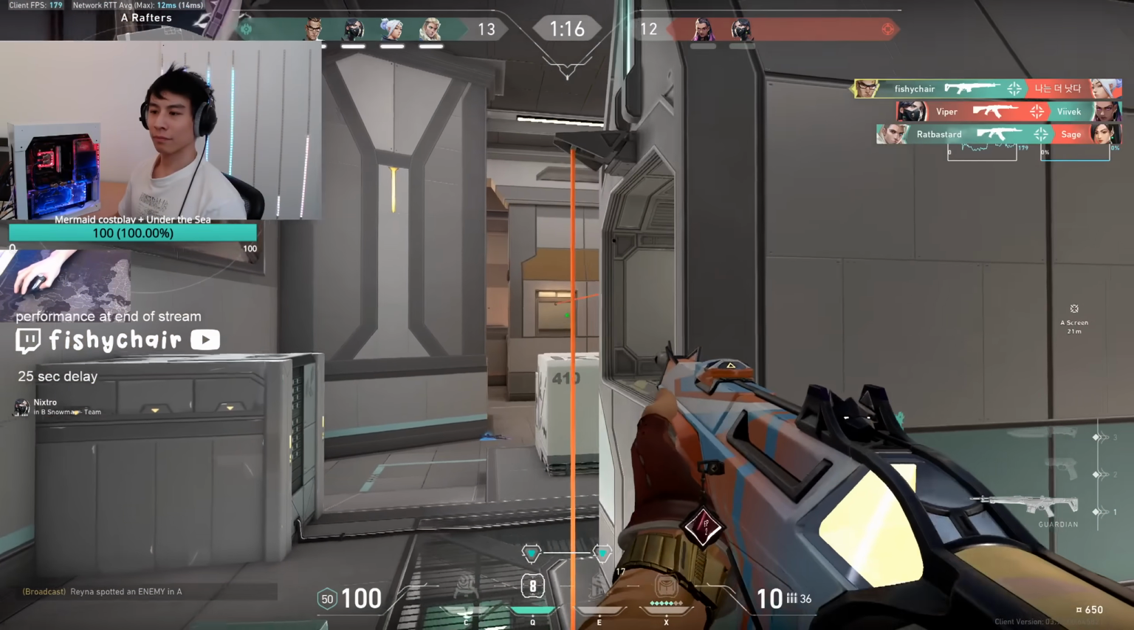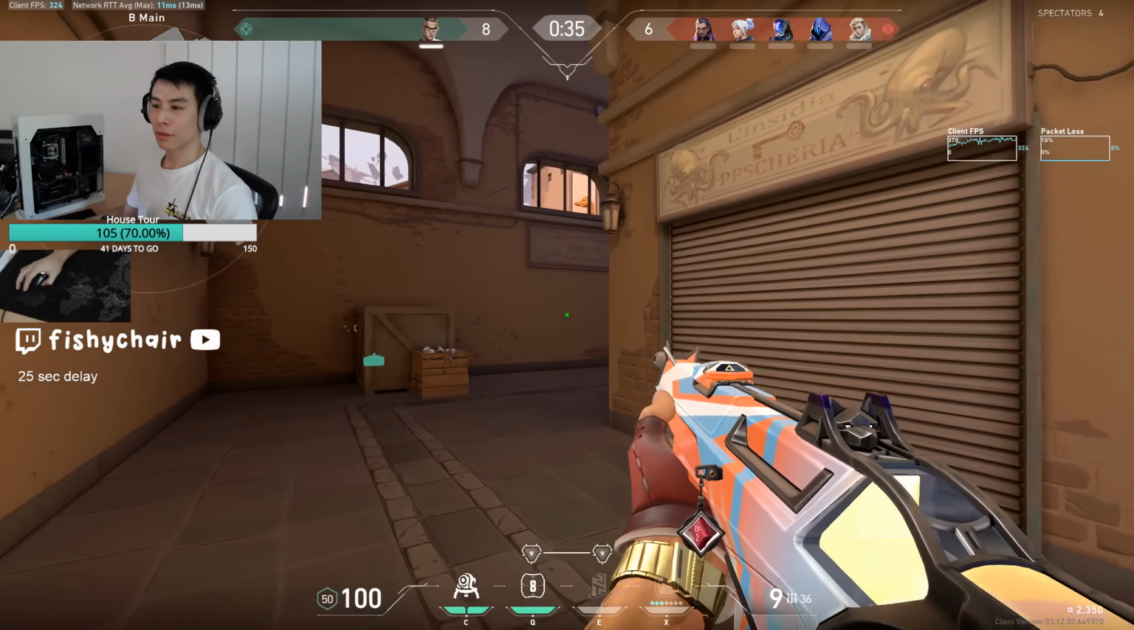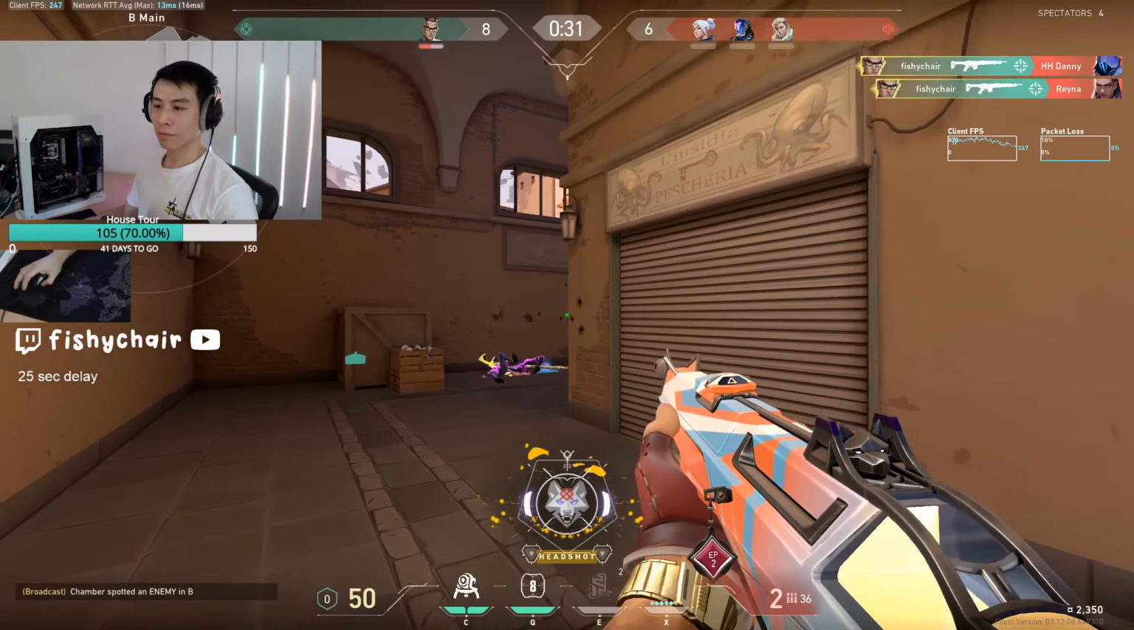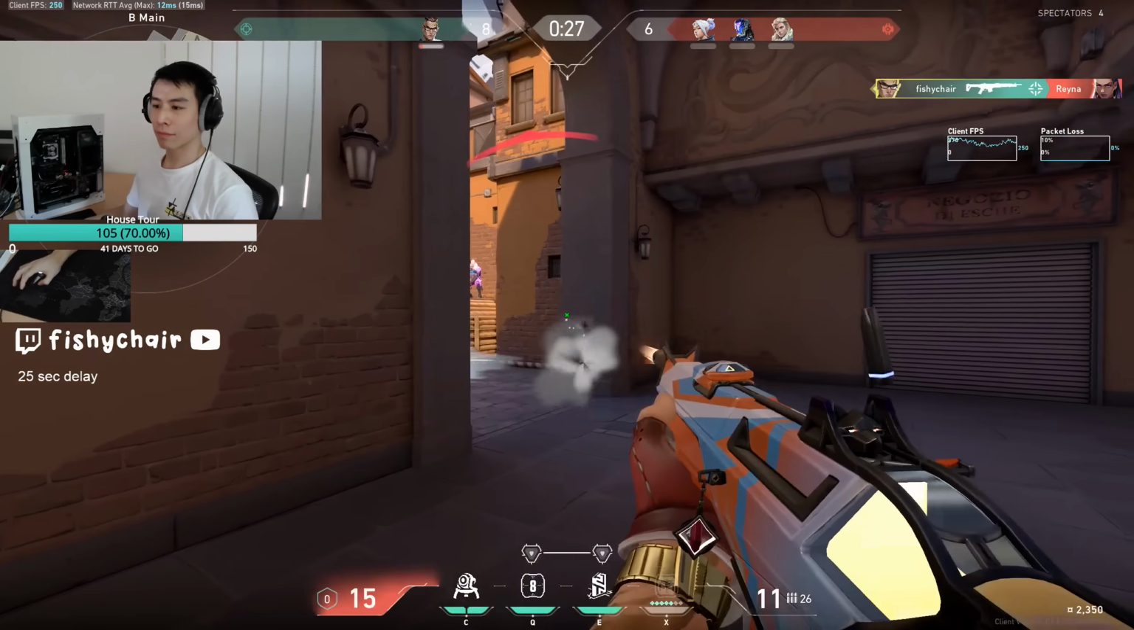Sometimes in 1v5 situations, opponents will greed and bum rush you for a kill. In these situations, they will usually wide swing you. Needless to say, you need to hold wide for wide swings. Normal swings can happen if opponents are checking common spots or if they know you're there.